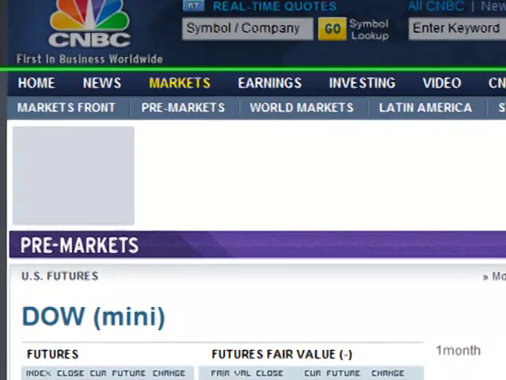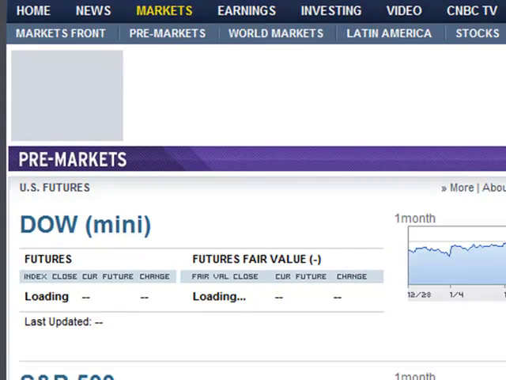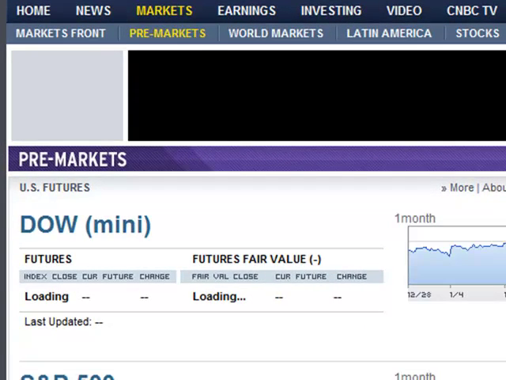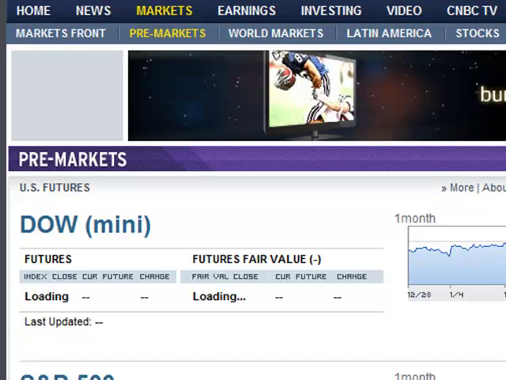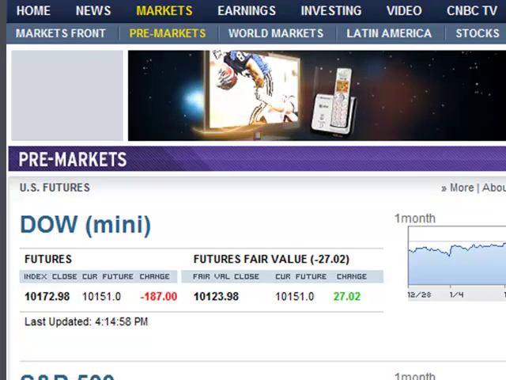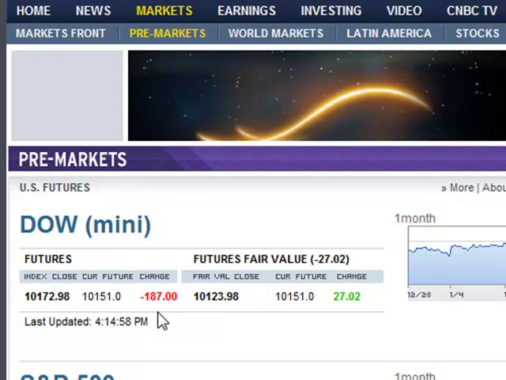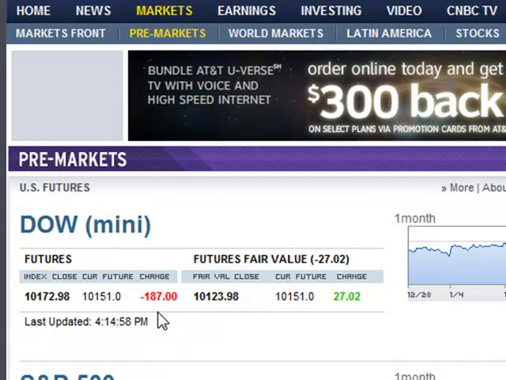Now what we're looking for in the Dow Futures Pre-Market, or the Dow E-mini, which is the YM, is that it is plus or minus 50 points at least 10 to 15 minutes prior to the open of the market, again at 9:30 East Coast time. As you can see, we're loading up, and this is going to show you approximately minus 187 points. This was at the close of Friday's trading, and right now I'm recording this video on Sunday.